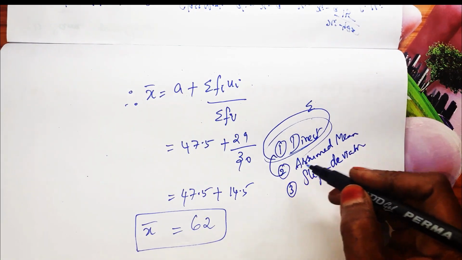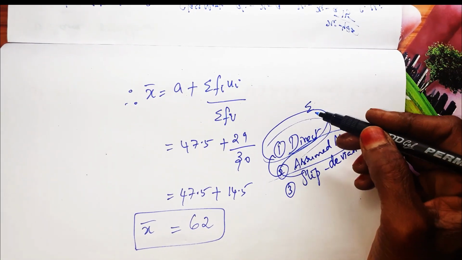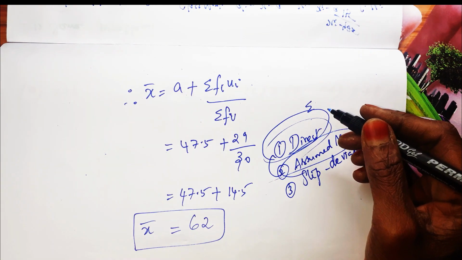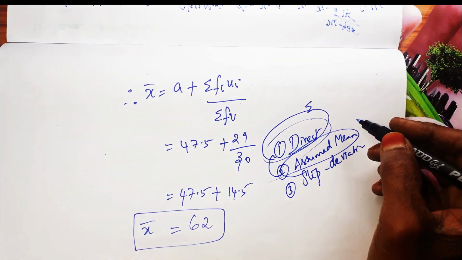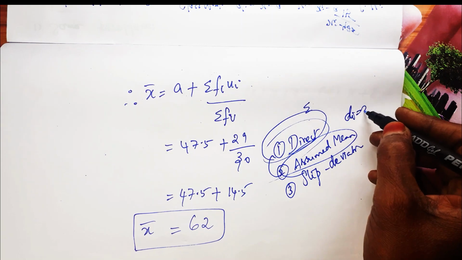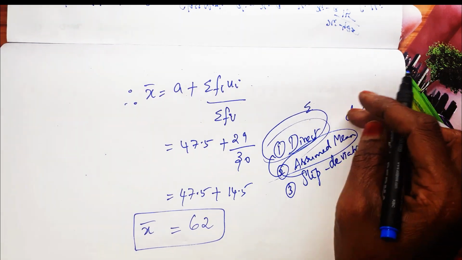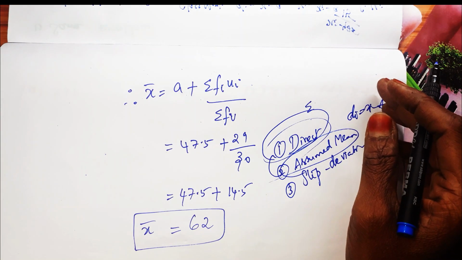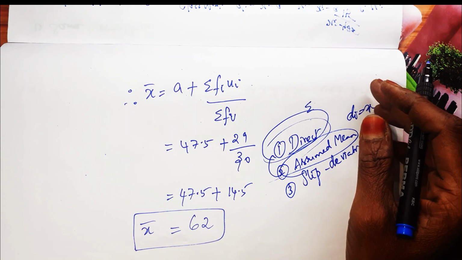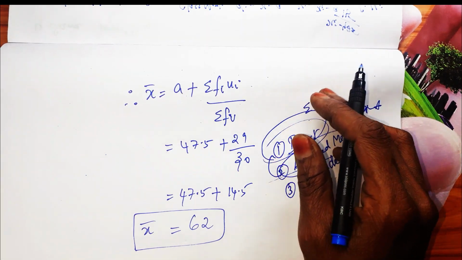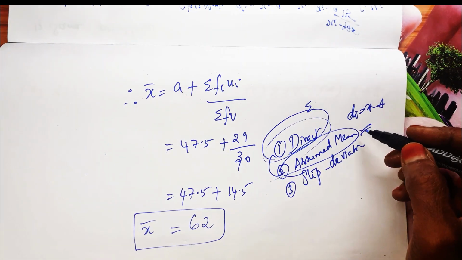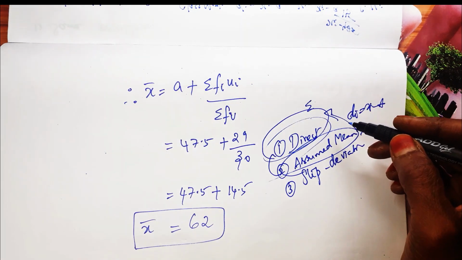And the second one we have taken is the assumed mean. We will reduce the values. So whatever values are given, Xi, first we will reduce to Di. Di is equal to Xi minus A. After reducing the values, we take the formula x bar is equal to A plus summation Fi Di by summation Fi. So this will reduce the calculation compared to the direct method.